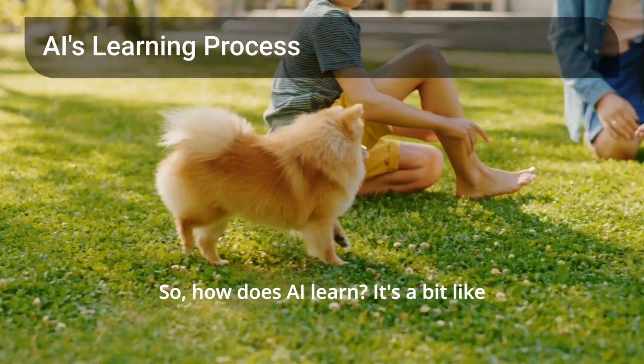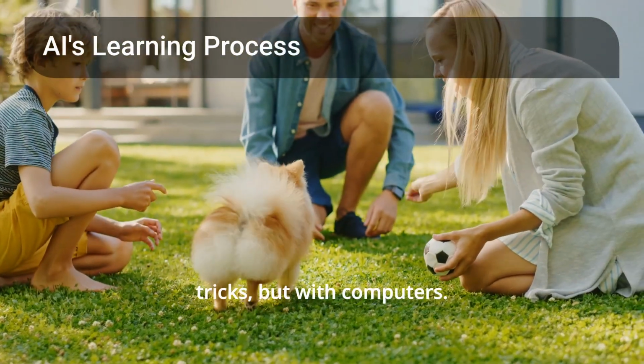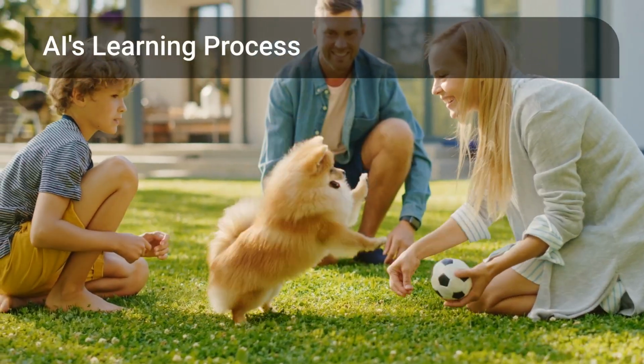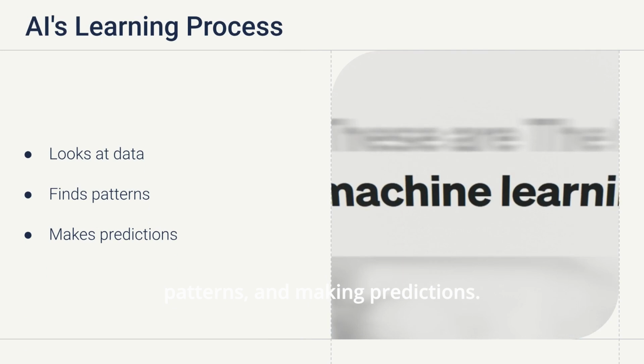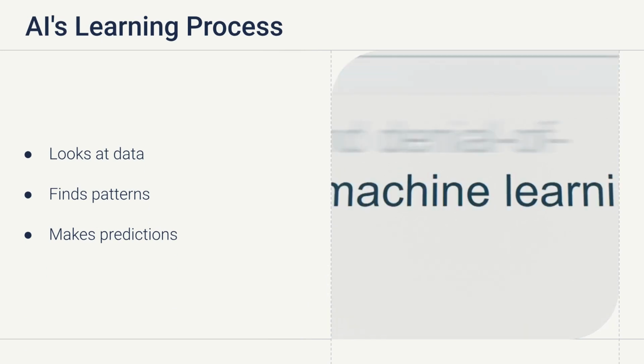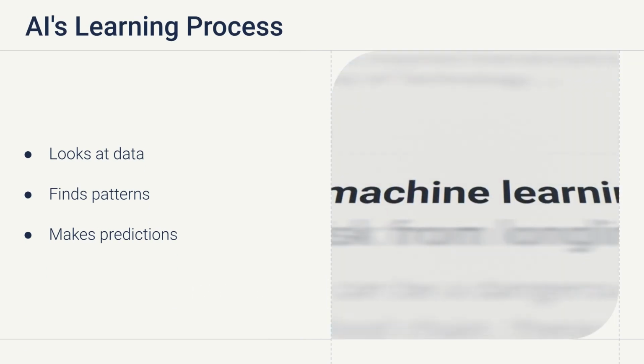So, how does AI learn? It's a bit like teaching your pet tricks, but with computers. AI learns by analyzing data, finding patterns, and making predictions. It's like a super fast learner.